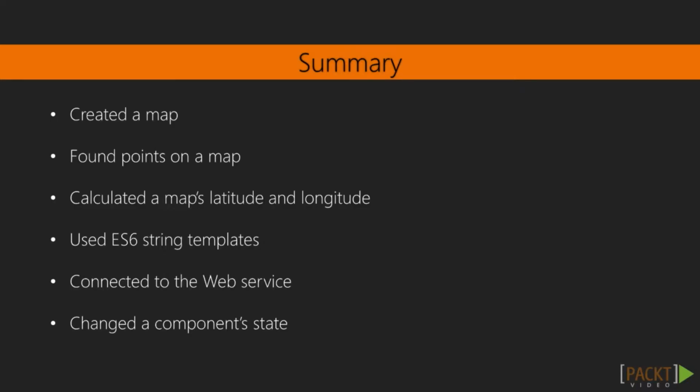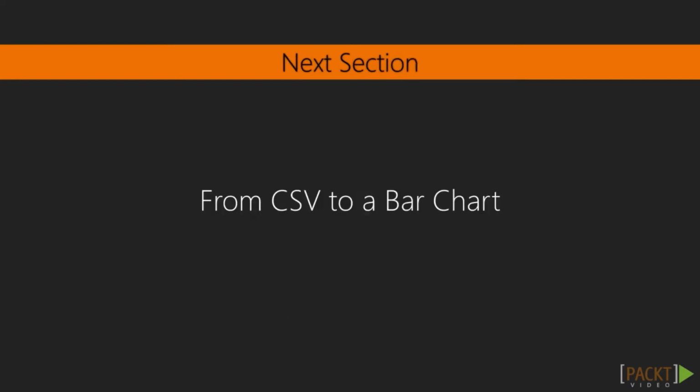In this lecture, we leveraged Gridle, we learned about state, and we learned a lot more ES6 features that relate to components in general and scope. The next section is going to be dedicated to a new source type where we're going to take a look at CSV files, and through them we're going to create a bar chart.